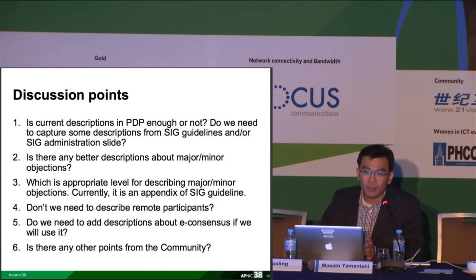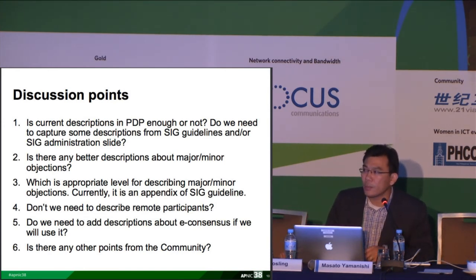The fourth one is how we can describe remote participants. Does the current one cover remote participants well or not, or do we need to add something? And the fifth one is a quite similar question, but it is about e-consensus, actually confer, if we will use it. And I also would like to ask, is there any other point which we need to discuss about consensus descriptions?